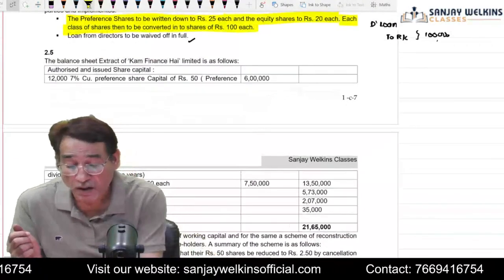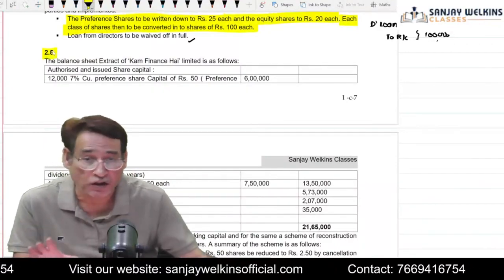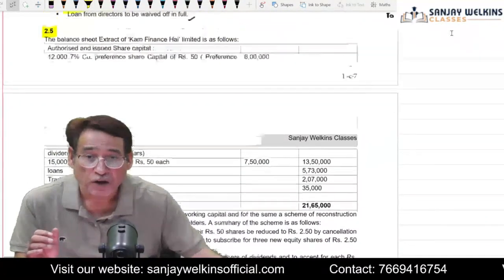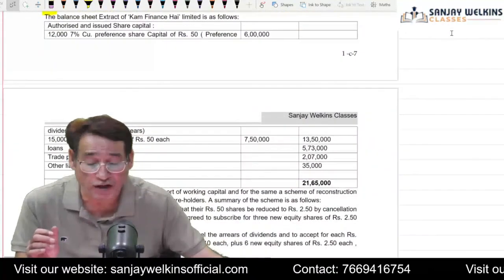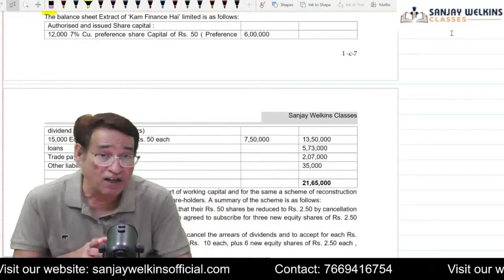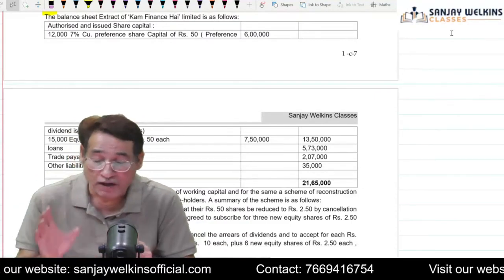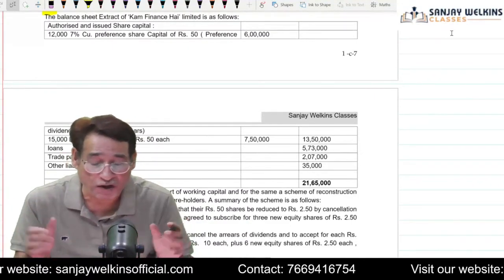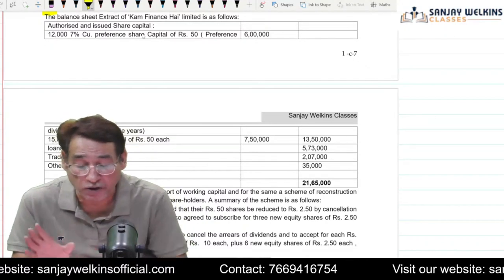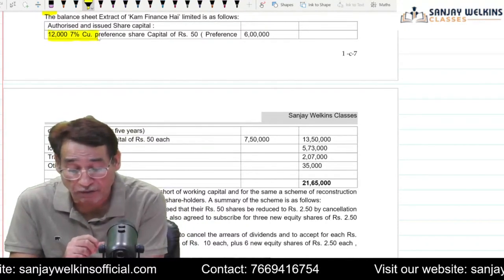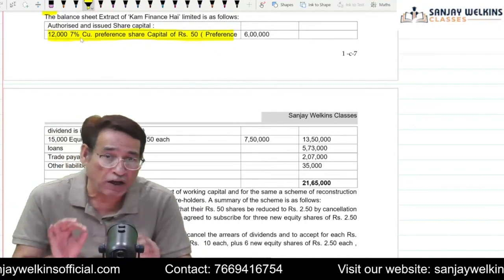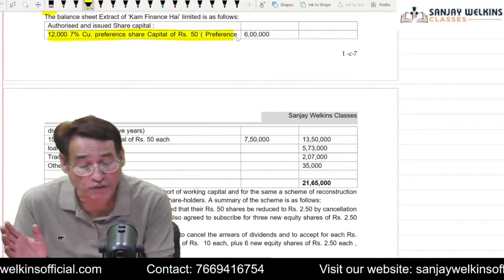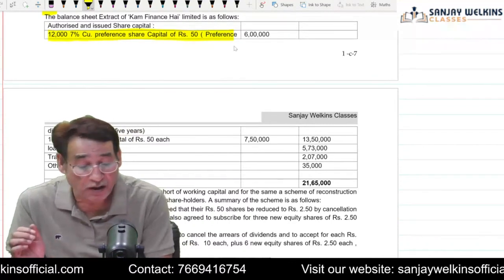Now, it's a pretty interesting one. This one is an interesting one. 2.5. The balance sheet extract of Com Finance Limited is as follows. Correct? The balance sheet extract of Com Finance Limited is as follows. Authorized and issued capital is given. Presently, you are having 12,000 shares of rupees 50 each. These are preference shares. Correct?